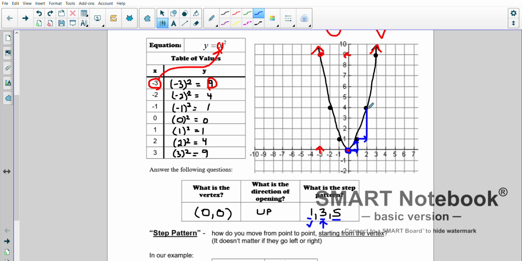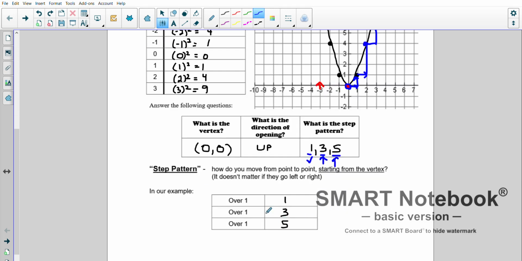Finally, you're always moving over 1. If I go over 1 again, how many do I have to go up to get to the next point? This is a +5, so I'm going to go up 5, and that will lead you to the points. It's a pretty nifty trick to graph a parabola. If you know the vertex and the step pattern, you can graph the parabola fairly easily. You're always going over 1, up 1, over 1, up 3, over 1, up 5. You'll see me do this a couple of times throughout this lesson.